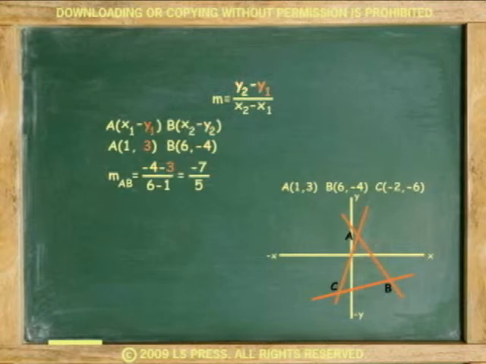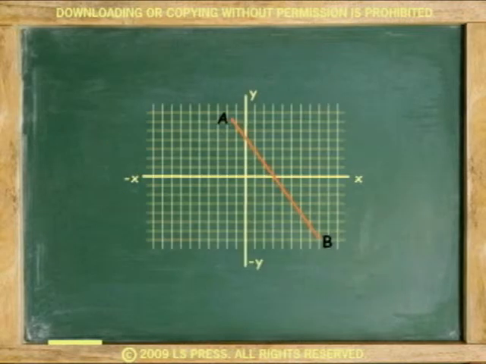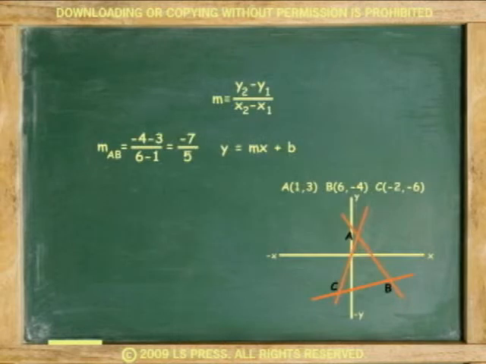Negative 4 minus 3 over 6 minus 1. The slope is negative 4 minus 3 equals negative 7. 6 minus 1 equals 5. Or the slope is negative 7 over 5. And the y-intercept is (0, 4.3). Substituting the slope for m and the y-intercept for b, the slope-intercept equation is y equals negative 7 over 5 x plus 4.3.